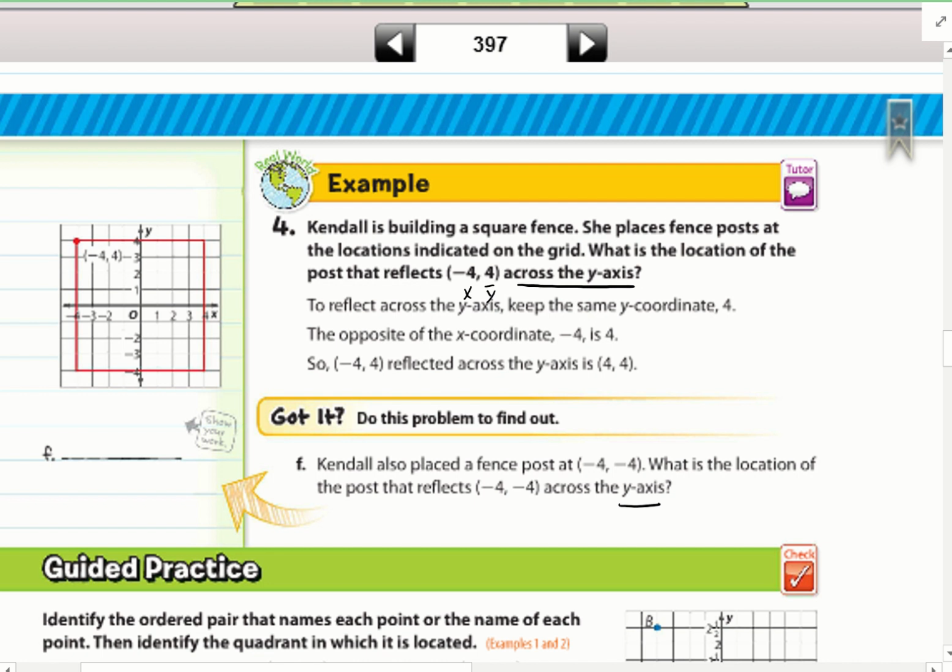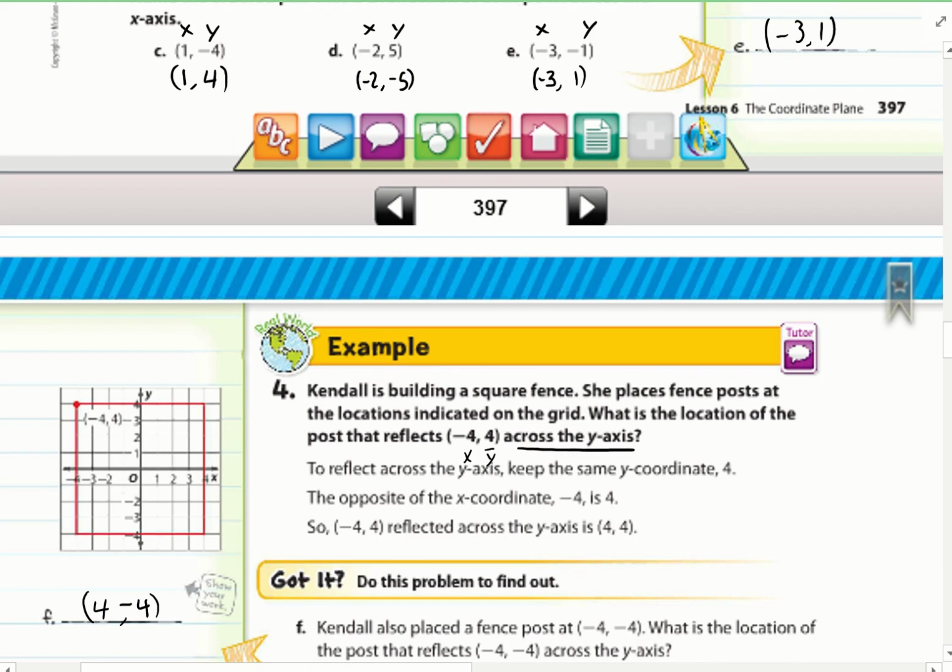So on F, go ahead and do it across the y-axis of -4, -4. So my -4 is going to stay the same, but my x-axis is going to be the opposite, so it's going to be +4. But that's the end of the video, so thank you for watching.